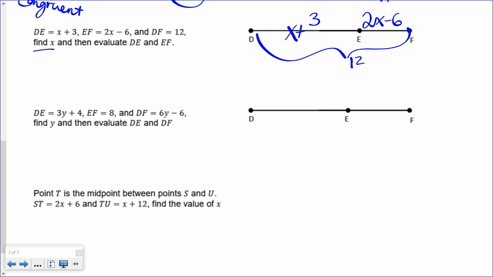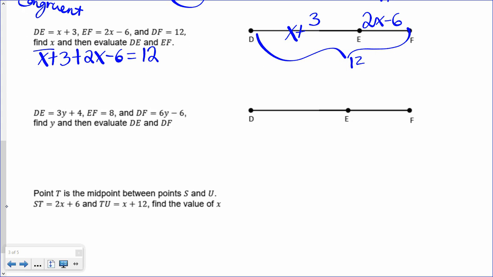Yes. Add them. Okay, so can I write an equation? How would that equation look? x plus 3 plus 2x minus 6 equals 12. Very good. Part plus part equals whole. I know what the two parts are. They gave me expressions for those. And I know the whole was 12. So I can take part plus part equals the whole thing, and I just write an equation.